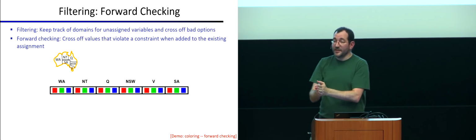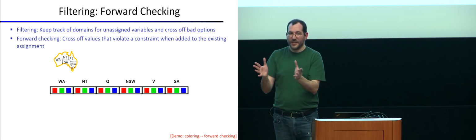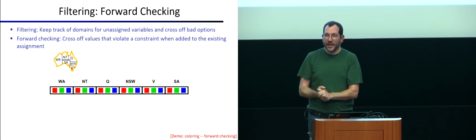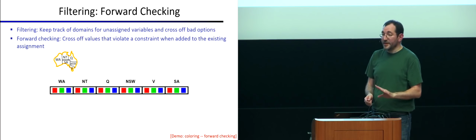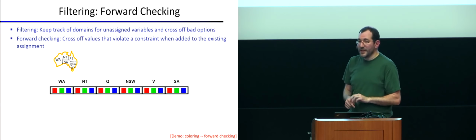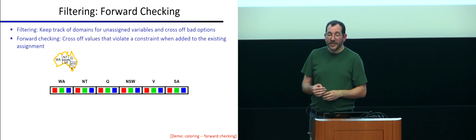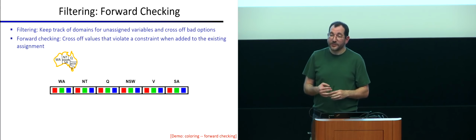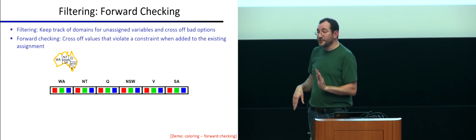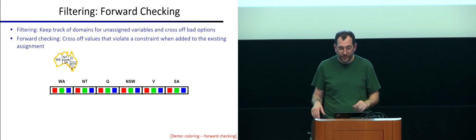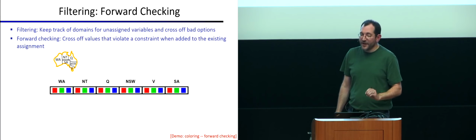Even before you assign a variable a value, you have a sort of domain cloud sitting there, which says, as far as I know, these are the legal candidates. And so here what we can see is all of the Australia nodes, none of them assigned to a color, but all of them with a cloud saying all three values, as far as I know, are still in play. We're going to keep track of domains for these unassigned variables, and under certain circumstances, which will vary by the filtering algorithm, we're going to cross things off. Doesn't mean assigning the variable, it just means ruling things out so we can detect future failures. In what's called forward checking, we cross off values that violate a constraint if they're added to the existing assignment.